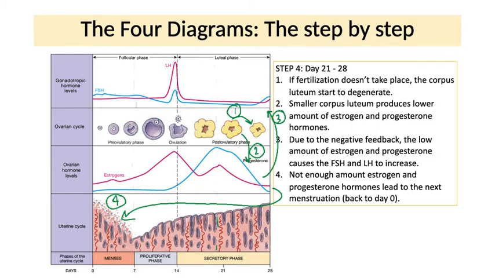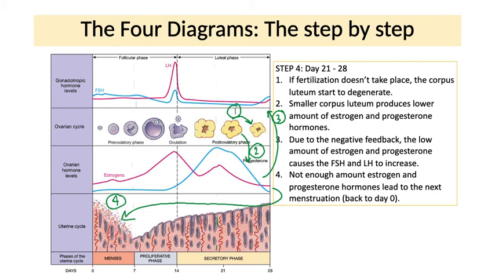And this is the last step of the menstrual cycle. Here, you have to know that the menstrual cycle keeps on happening if there is no pregnancy. So in this case, let's assume there is no fertilization. So step 1, if fertilization doesn't take place, the corpus luteum starts to degenerate. That's number 1. So it's getting smaller and smaller, right? Because it doesn't have a long lifespan. So a smaller corpus luteum, of course, produces a lower amount of estrogen and progesterone, as you can see from arrow number 2.